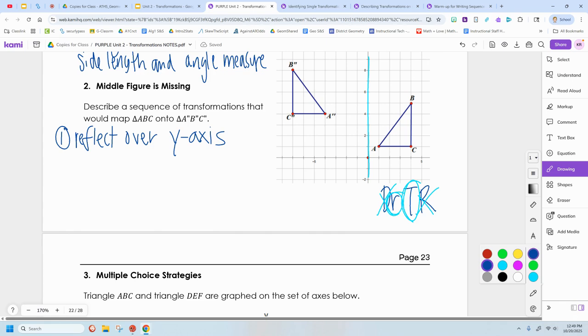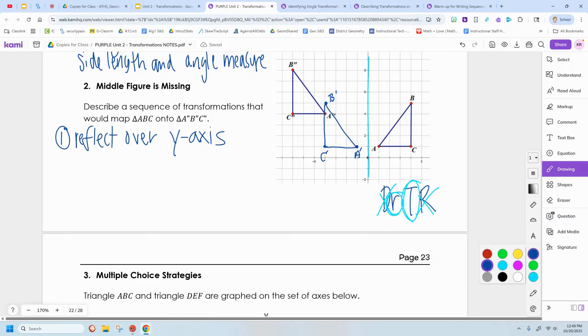So now we're going to reflect. Where's A going to be? Where's C going to be? Where's B going to be? It's up to you if you want to draw it in. I usually do, but kind of stick light, the light color. Okay.